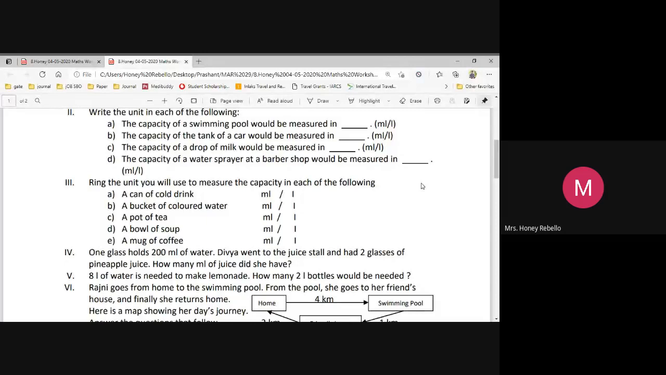Very good. Okay, children, now it's time to close the class. You can just think like a pot of tea, a bowl of soup, a mug of coffee. All this will be measured in milliliters. Okay, now let me see you.